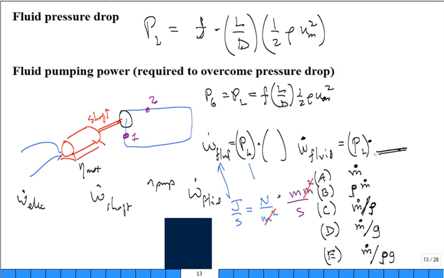What are the units of m dot? Kilogram per second. What are the units of rho? Kilogram per meter cubed. What about m dot divided by rho? Meter cubed per second. M dot divided by g? Well, all right, we have to figure that out. Kilogram per second, and then we have meter per second squared. So kilogram second per meter. No, that's not going to work. We already have what's going to work, right? What's going to work?